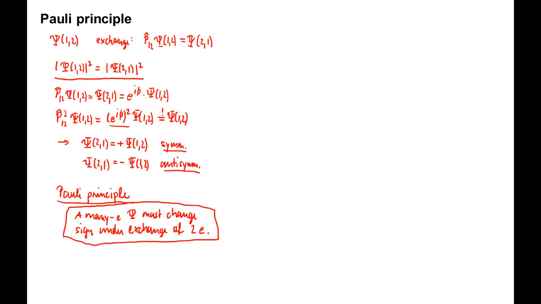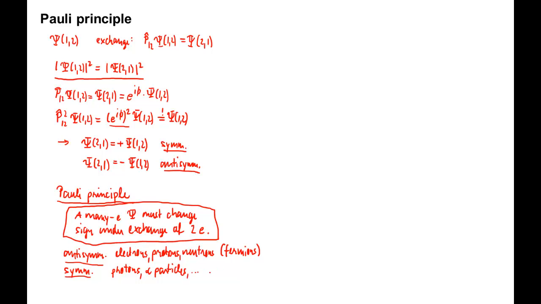The principle is actually more general. Whether the wave function is required to change sign or not depends on the type of particles that are exchanged. Wave functions have to be antisymmetric under exchange of two electrons or protons or neutrons. These particles are called fermions. Wave functions have to be symmetric under the exchange of photons or alpha particles and so on. These particles are called bosons. Interestingly, all fermions have half-integer spin, and all bosons have integer spin.